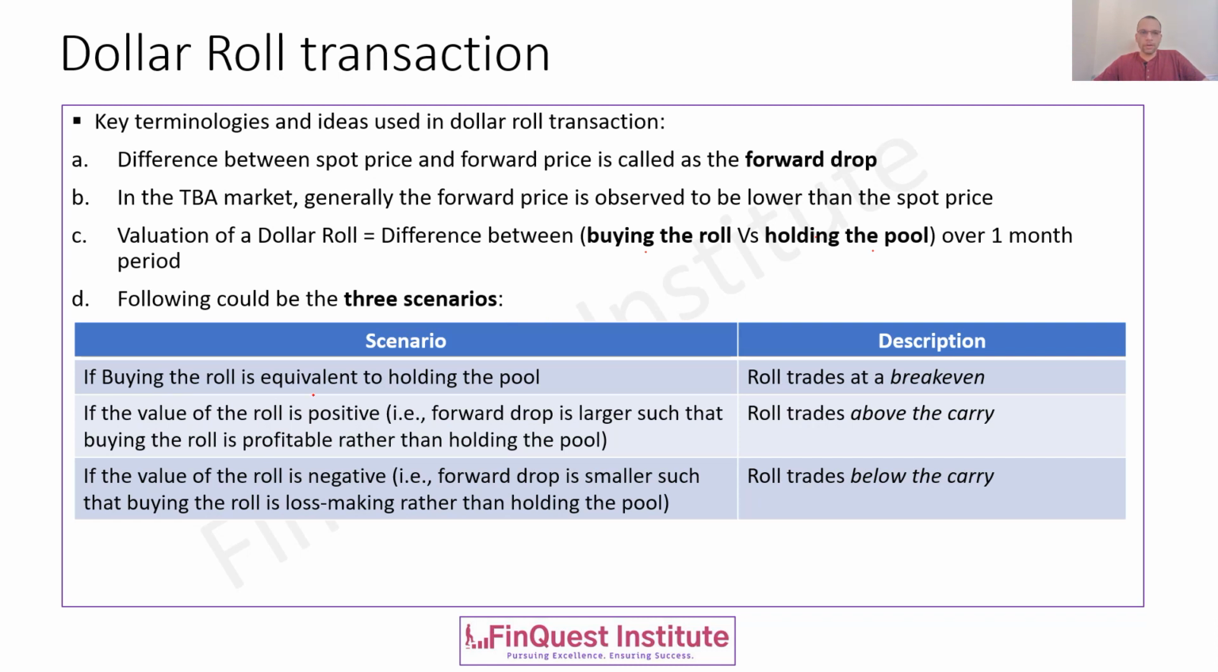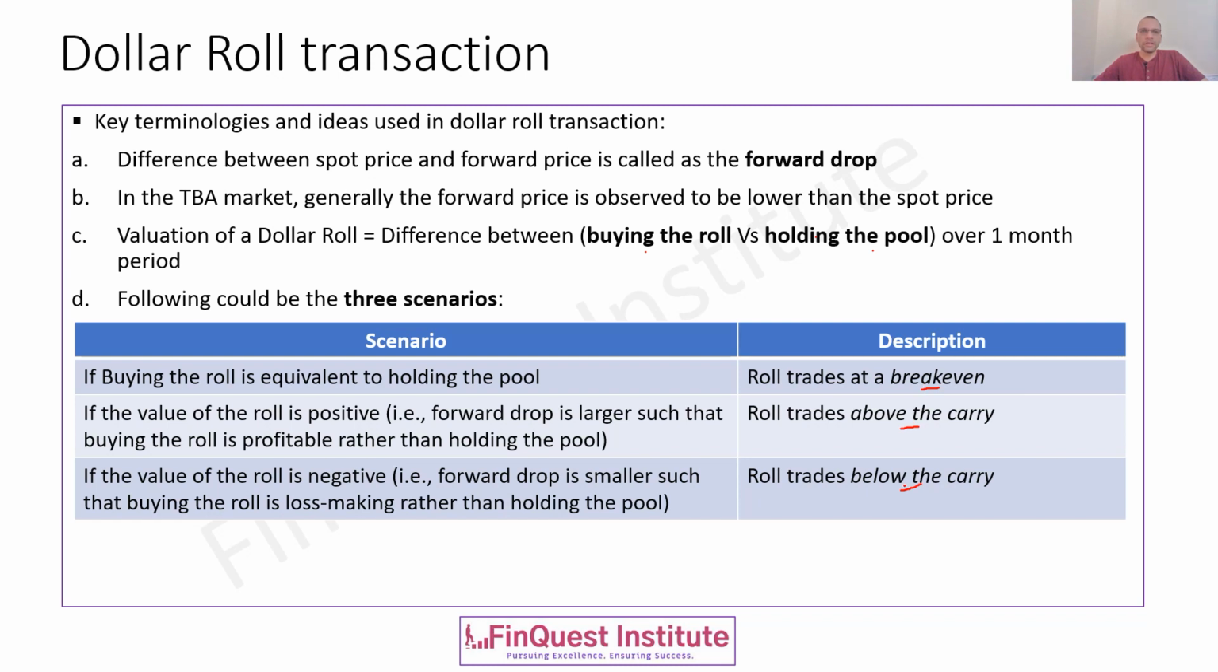If buying the roll is equivalent to holding the pool, this implies that the roll trades at breakeven. Now, if the value of the roll is positive, and we are again talking in terms of the forward drop, which is the difference between spot and the forward price, if the forward drop is large, such that buying the roll is profitable rather than holding the pool, we call it the roll being above the carry. Whereas if it is the other way around, that is, if the roll is negative, we call the roll as trading below the carry. These are three technical terms you come across in a dollar roll transaction.